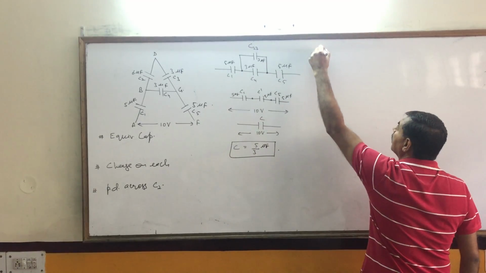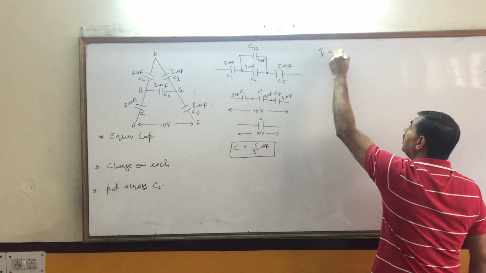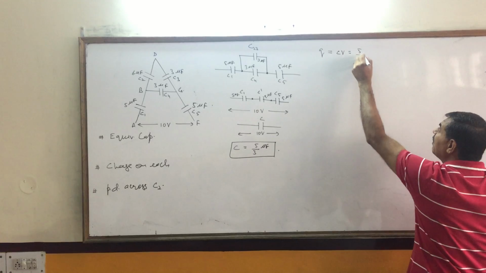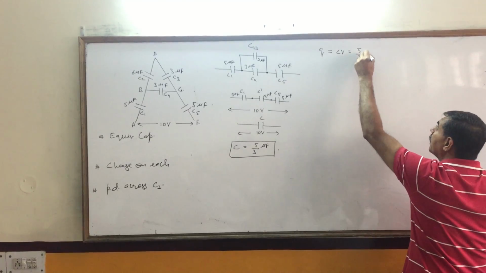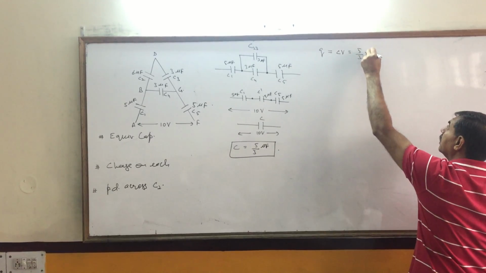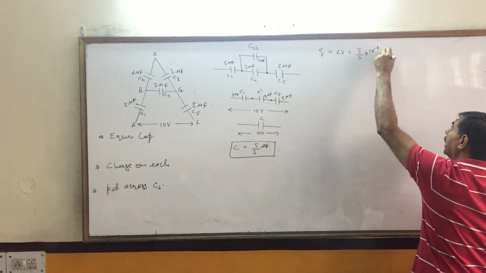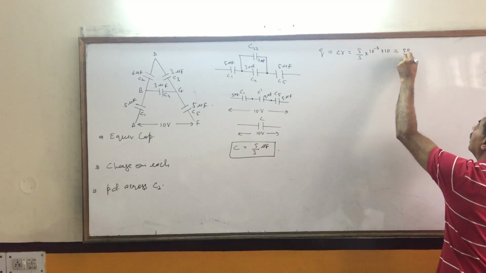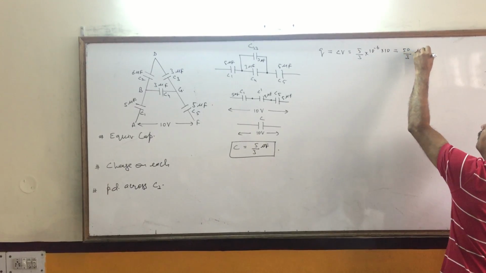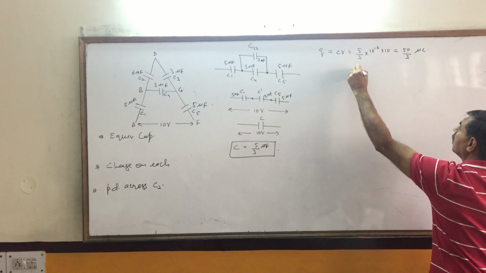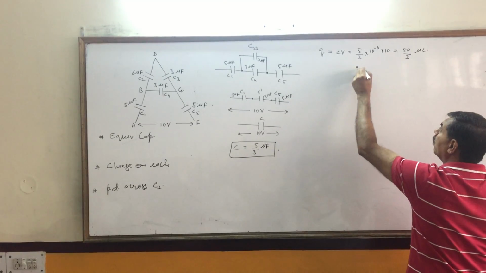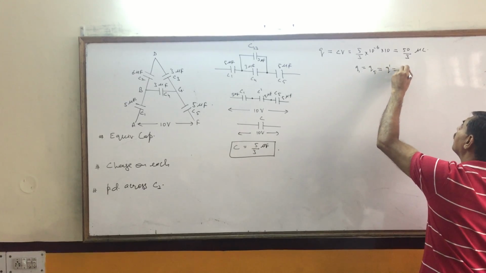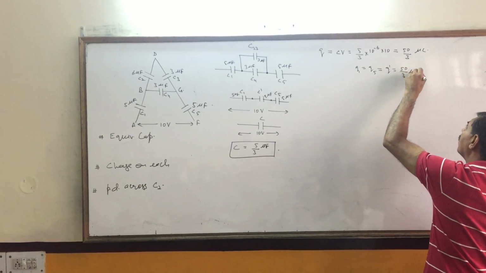The charge Q is C into V, which is, I think we have a lot of fractions involved here, 5 by 3 into 10 raised to power minus 6 into 10. How much is it? 50 by 3 microcoulomb. This is therefore Q1 equal to Q5 equal to Q dash is 50 by 3 microcoulomb.